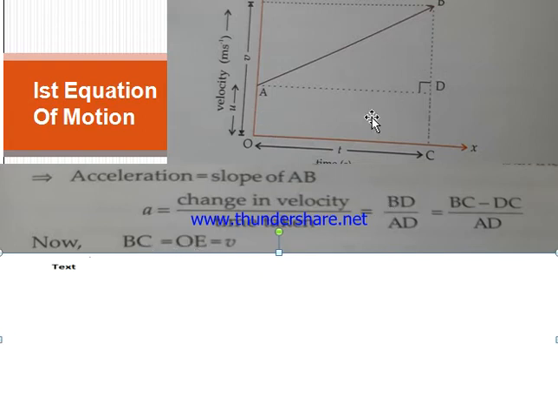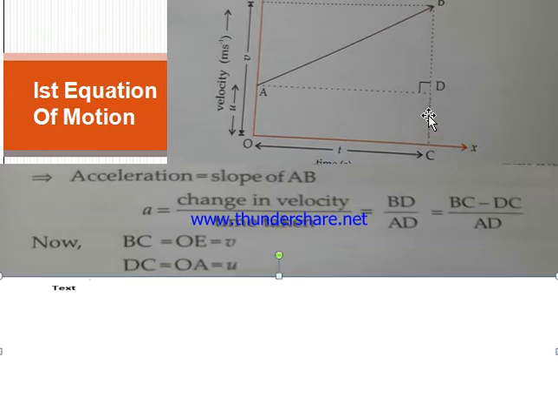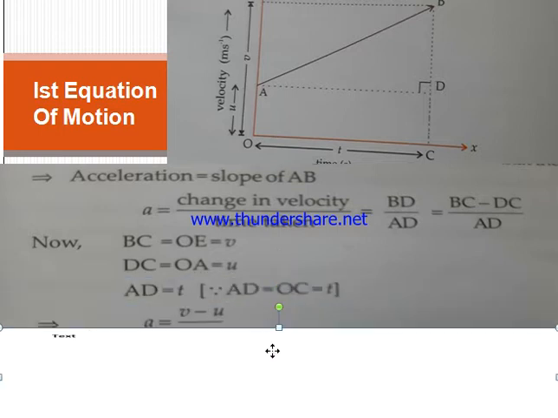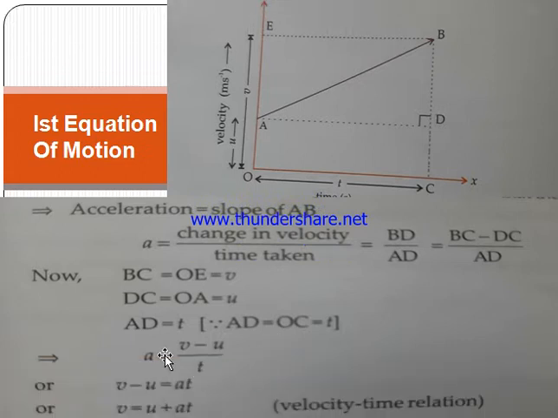So what is BC? I earlier told you that BC is V, and DC or CD is equal to U, and AD is equal to T. So what is the formula? A is equal to V minus U by T, and when we multiply T on this side, then V minus U is equal to AT, and the final formula is V is equal to U plus AT. This is very easy.